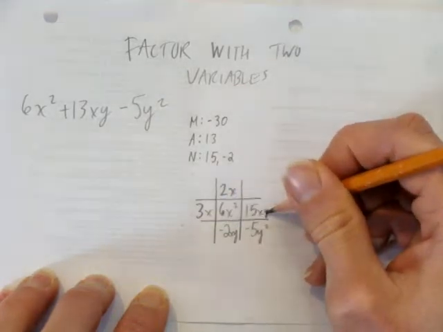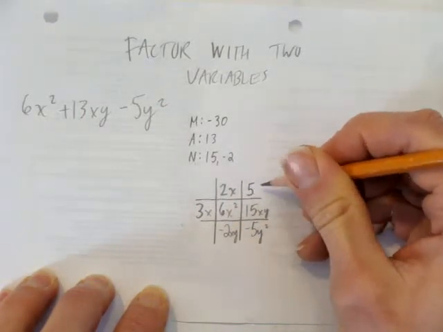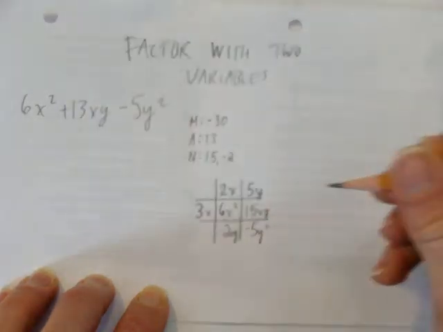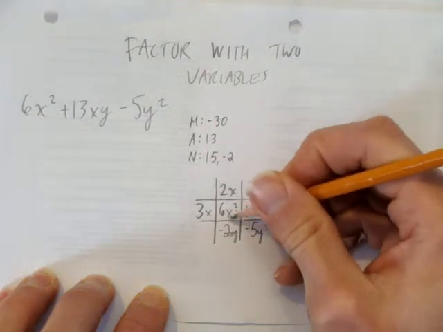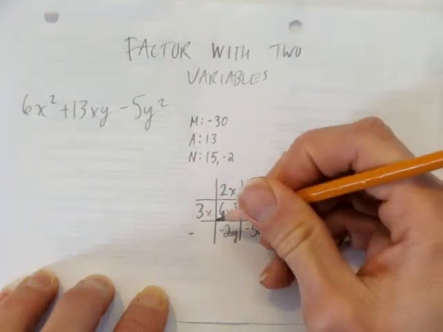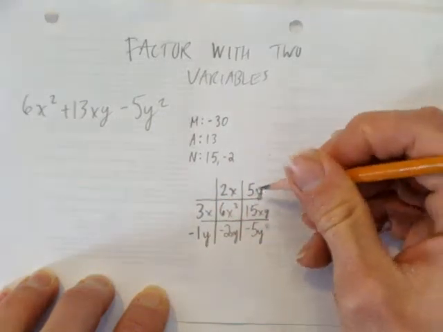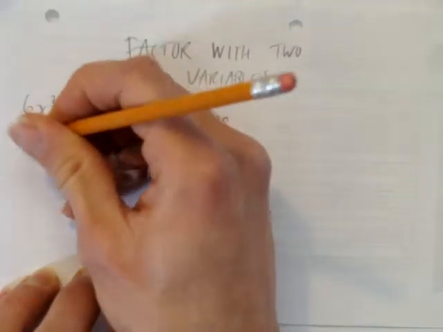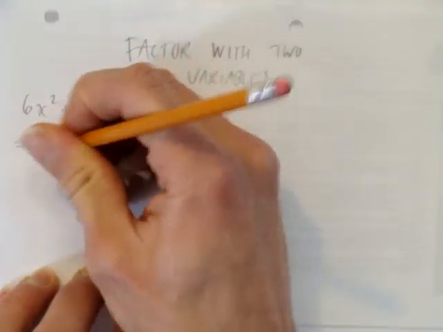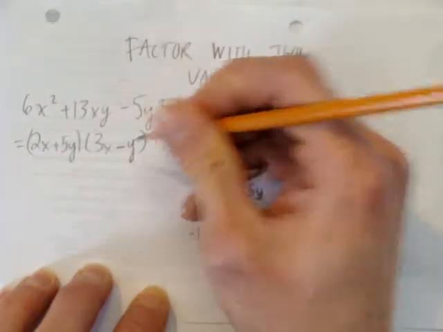When we divide 15xy by 3x, the answer goes here. What are we left with? A 5, but this time also a y, because there's a y here and a y here. Same thing on this column. When we divide negative 2xy by 2x, we're left with negative 1, or just negative, and then also a y. And so here are our two answers. When we factor this, what do we get? 2x plus 5y, and the other term is 3x negative y, same as negative 1y.